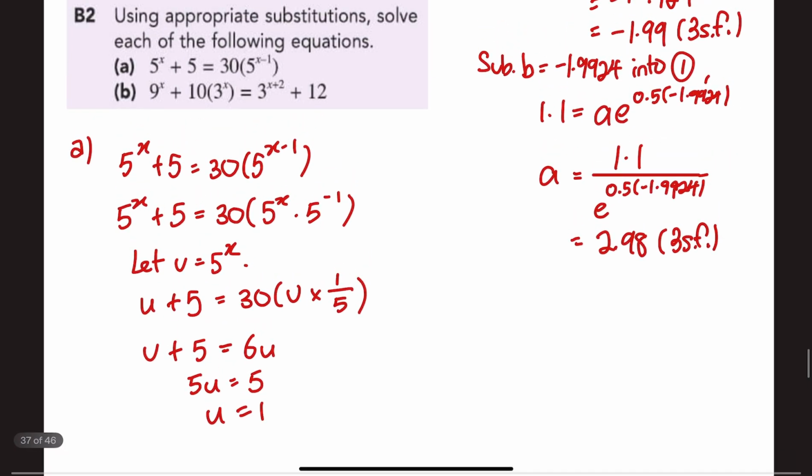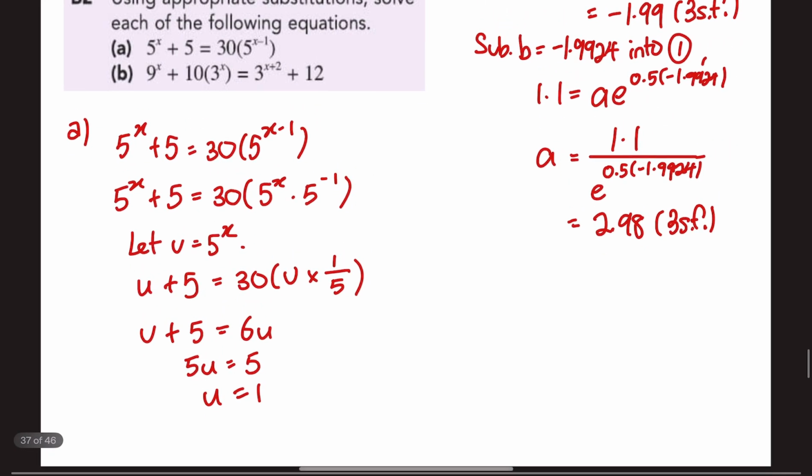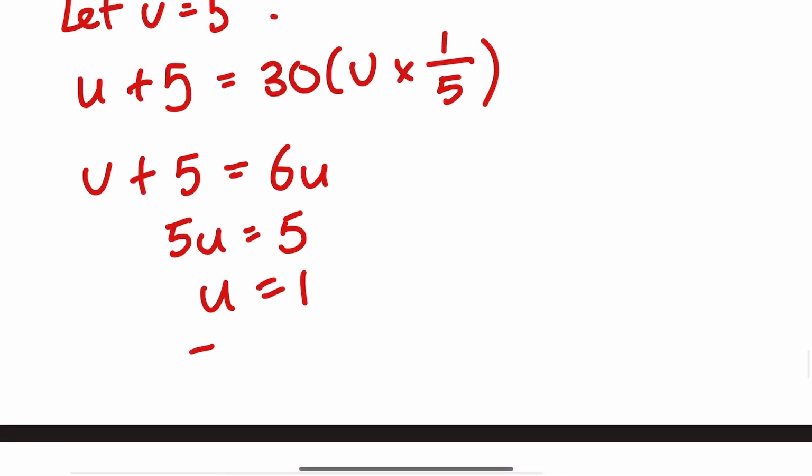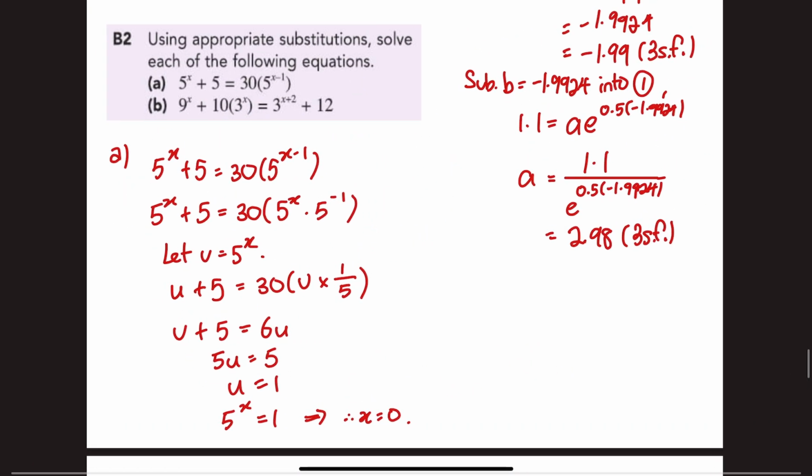Okay, but remember when you solve such equations, right? Solve means I want to find the value of x. u is just a substitution I'm using to make solving for x easier. So once I found the value of u, I'll replace my u back with 5 power x is equal to 1. And in order for 5 power x to be equal to 1, therefore, x must be equal to 0. Okay, and that is my answer for part A.